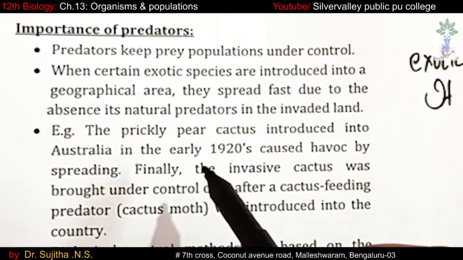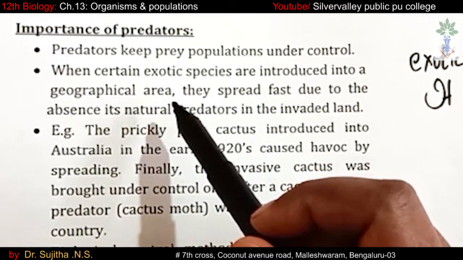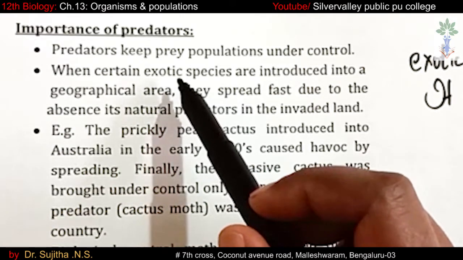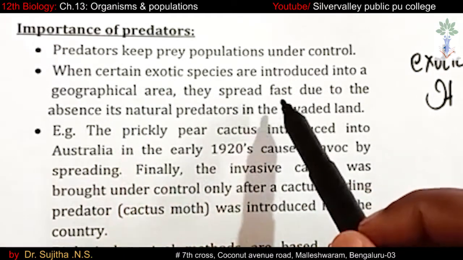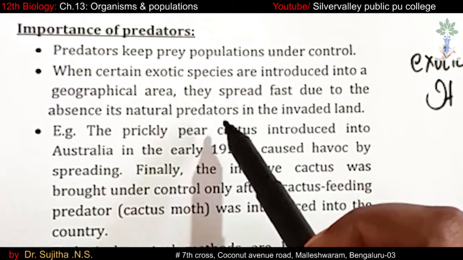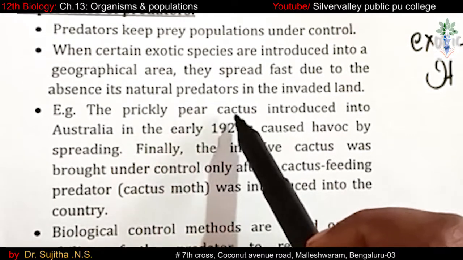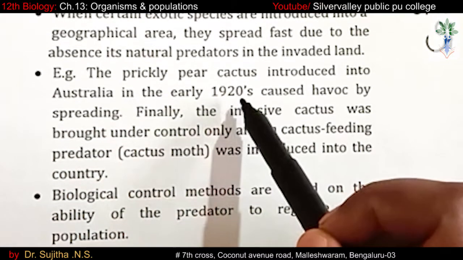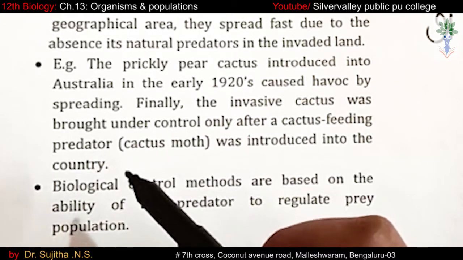If we introduce any new species, that is called an exotic species. Exotic species are those species which are of foreign origin. They are not the native species. And when such species are introduced into a particular geographical area, they spread very fast because of the absence of predators. Let us consider an example, the prickly pear cactus. This cactus was introduced in Australia in the early 1920s, and it caused havoc by rapid spreading.